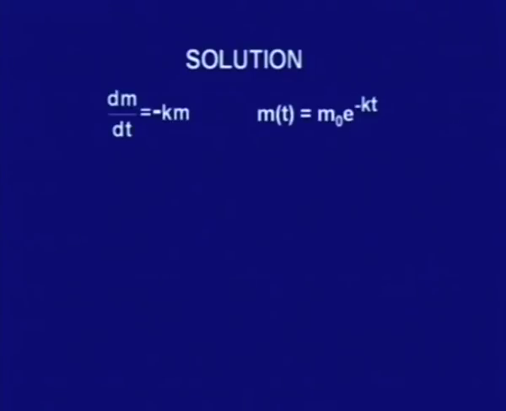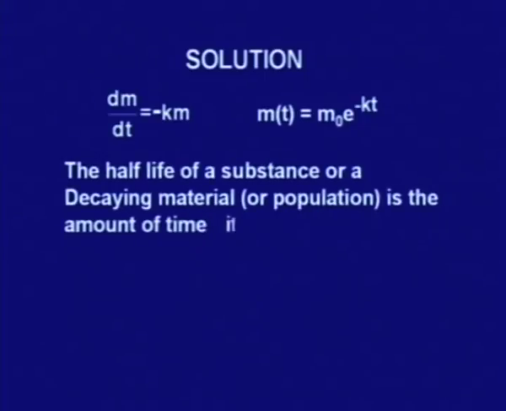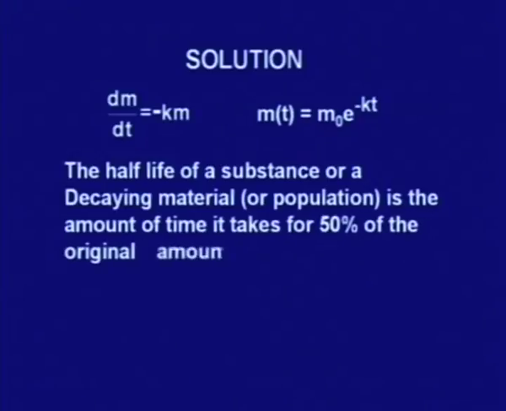We will see in our example what other conditions are given to us. We have been given this information about the half-life. Now, what is the half-life? The half-life of a substance or a decaying material is the amount of time it takes for 50% of the original amount of the substance to decay. We have been given here that the half-life of this is 5600.